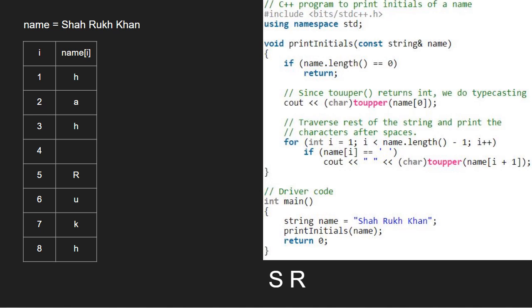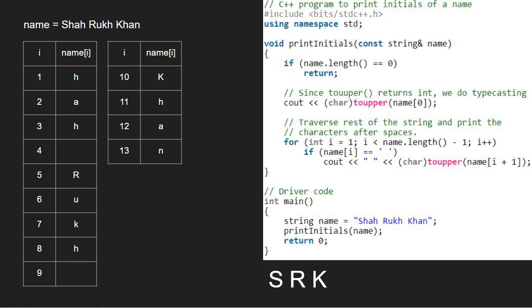Name at index 9 is space. So, the if condition gets satisfied and we print name at index i plus 1, which is K. For the next 4 letters, the if condition will not get satisfied. So, we have iterated in the for loop and we have the final output, which is SRK.